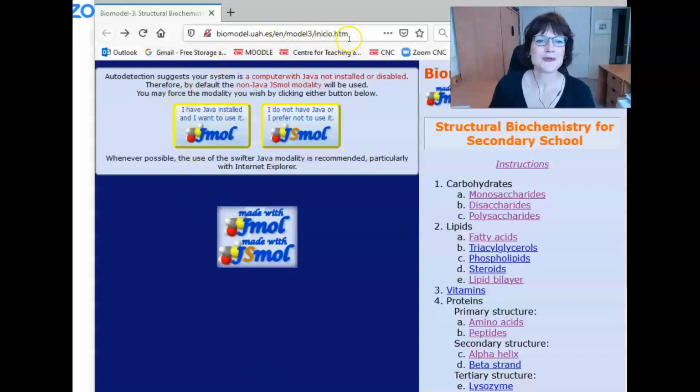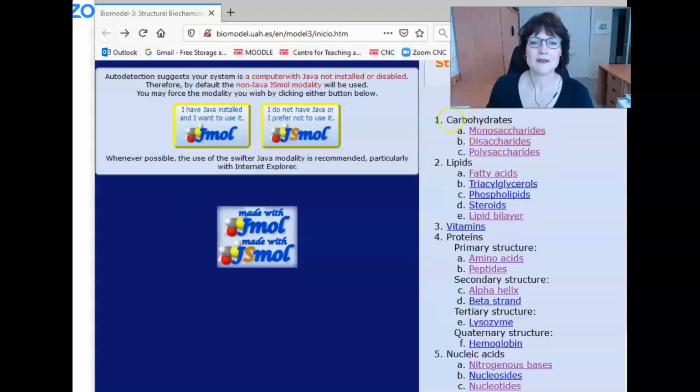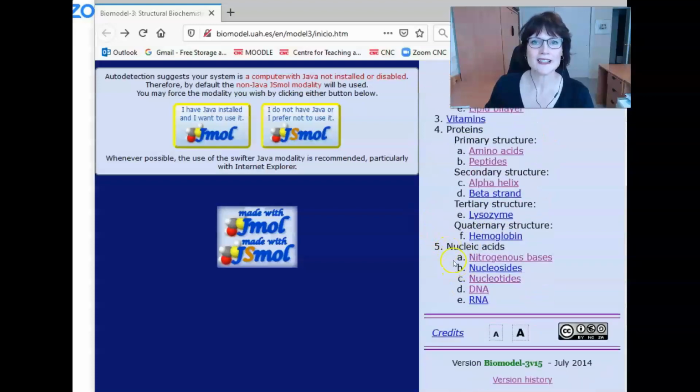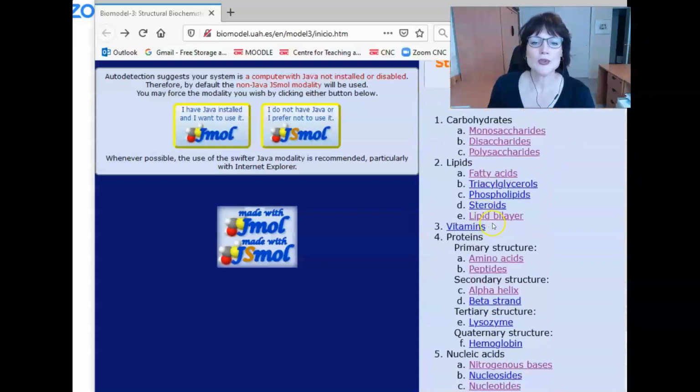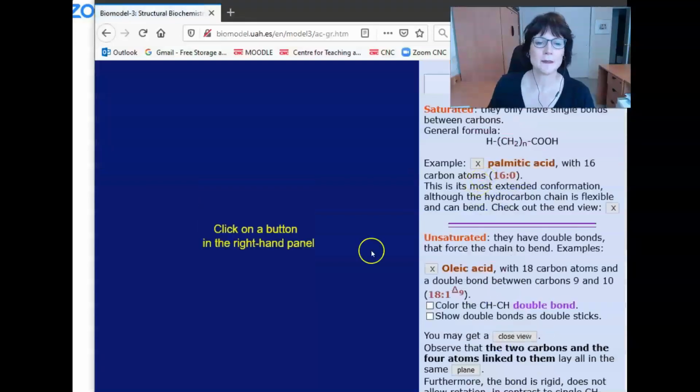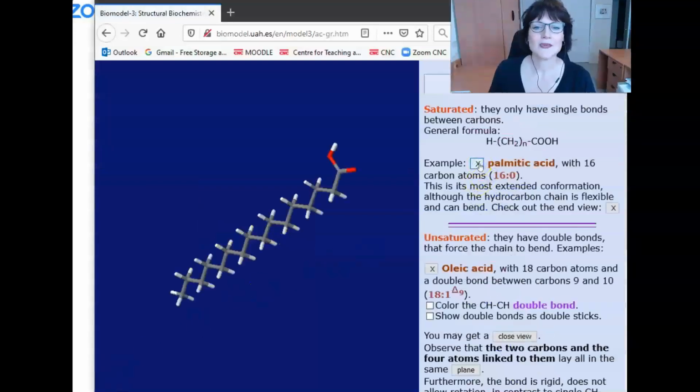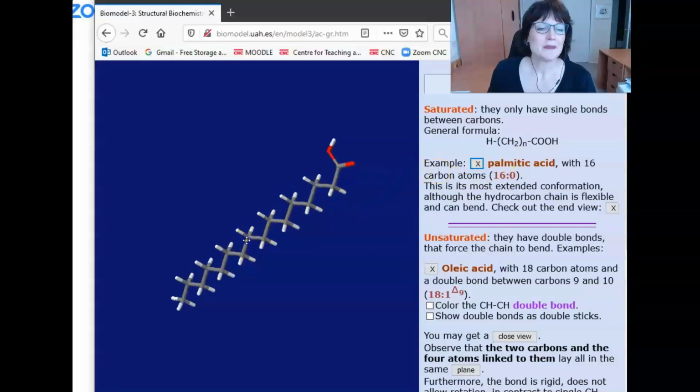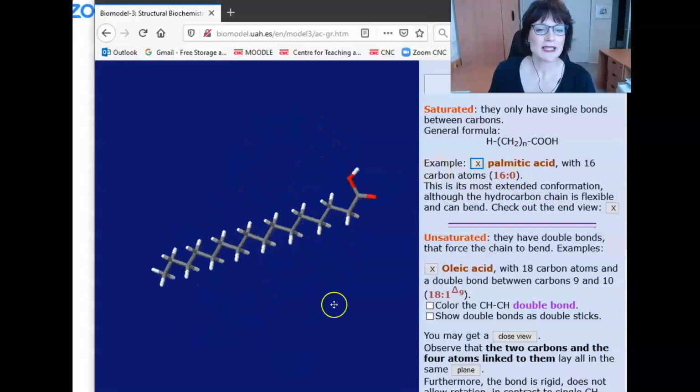And I might have shown you this already, and you'll see this URL in the PowerPoints a lot. It's a very nice way of showing the structures. They have each of the 4 macromolecules: carbohydrates, lipids, proteins, and nucleic acids. And if we go to our fatty acids, if you click on these, it'll bring up the different molecules. And here's palmitic acid, which is a type of fatty acid.